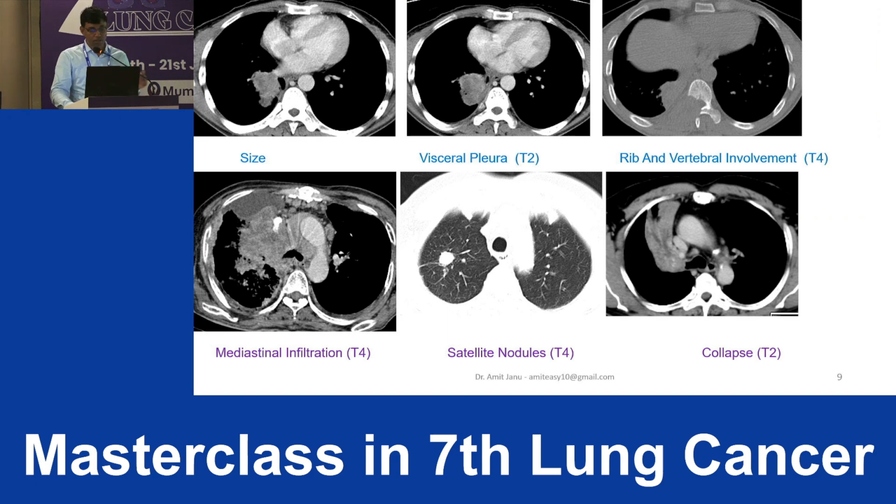So when we talk about it, one is the size, and the other is that if it is involving the viscera, it directly becomes T2. If it is involving the vertebra, it will become T4. If it has mediastinal infiltration, it again becomes T4. And if it has satellite nodules, it becomes T4, and things like that.